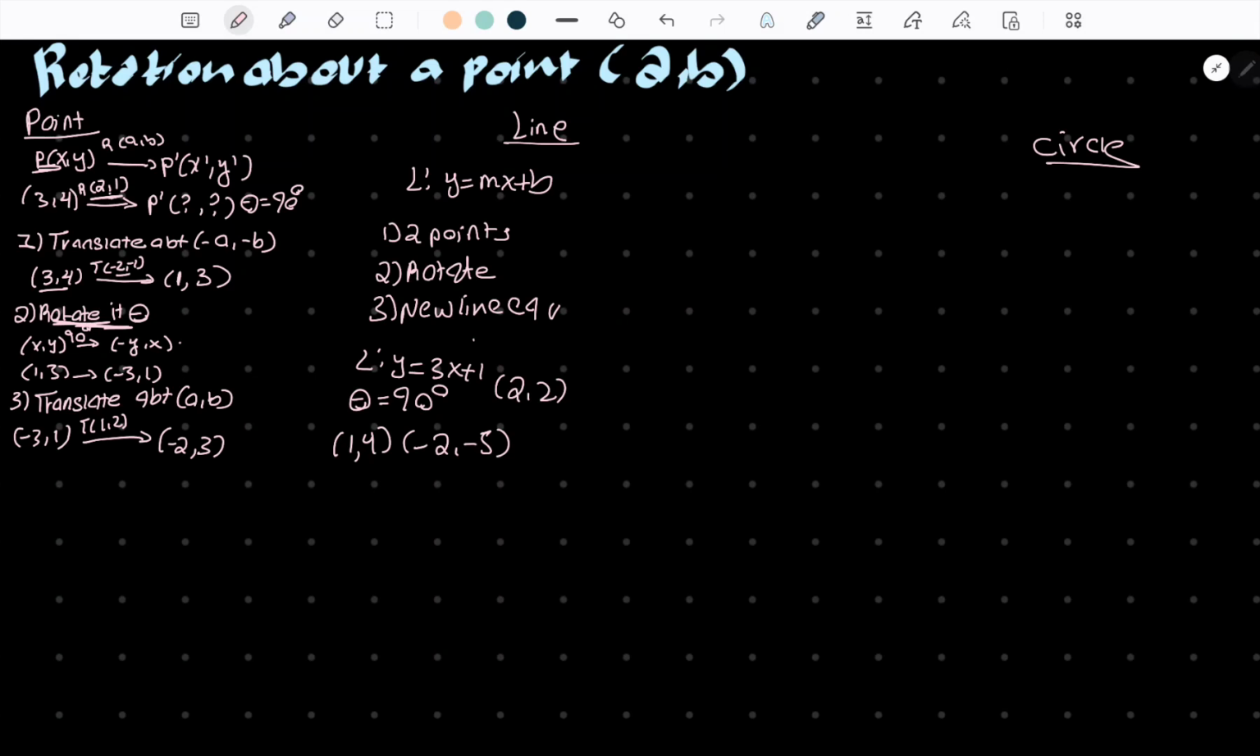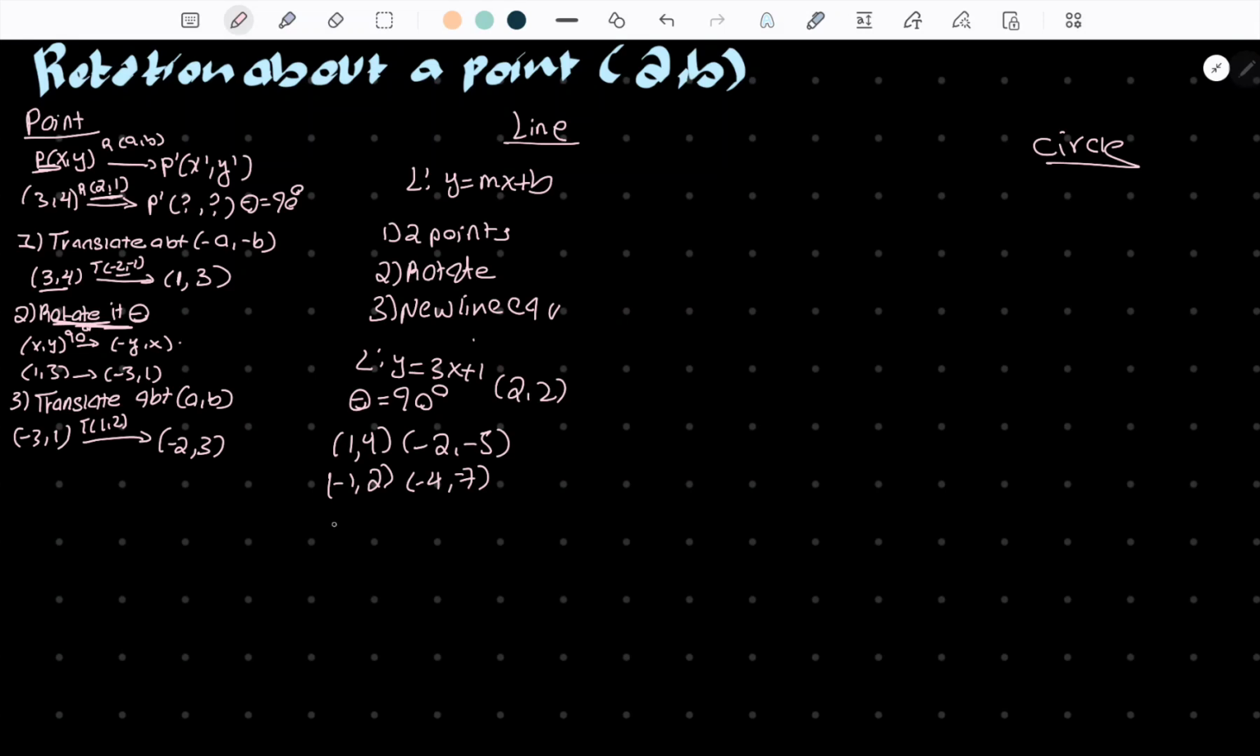We're just gonna follow this step right here. So for each point, we're gonna follow the step. The first thing that we do is just pull it back to the origin. So we're just gonna subtract 2 from both points. So it's gonna be 1 minus 2 is -1. 4 minus 2 is gonna be 2. For this, -2 minus 2 is gonna be -4. -5 minus 2 is gonna be -7.